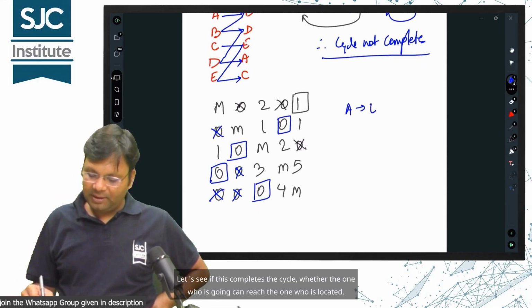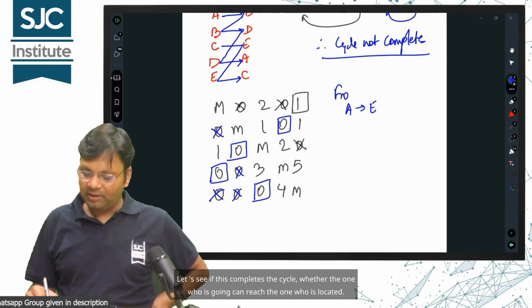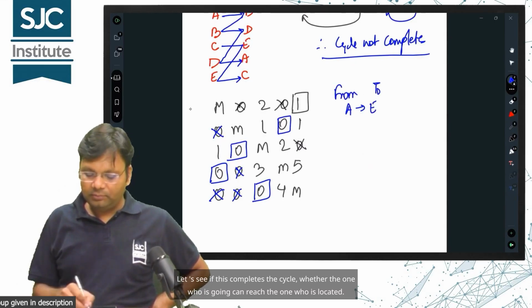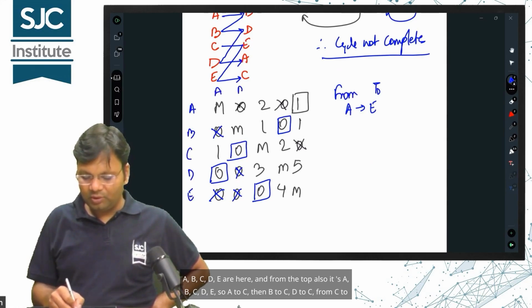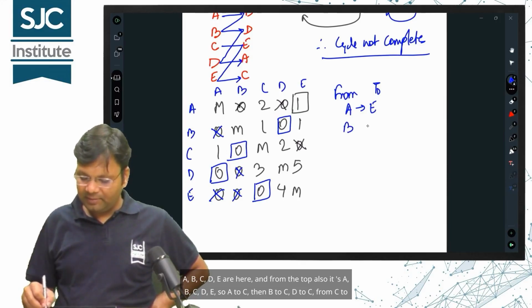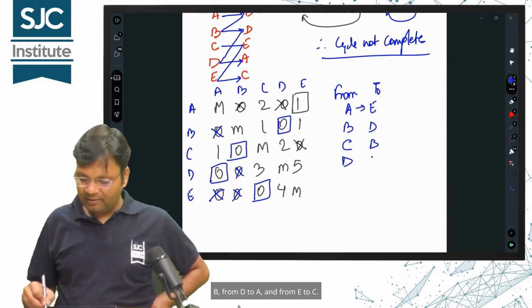Let's see if this completes the cycle, whether the one who is going can reach the one who is located. A, B, C, D, E are here, and from the top also it's A, B, C, D, E, so A to C, then B to C, D to C, from C to B, from D to A, and from E to C.